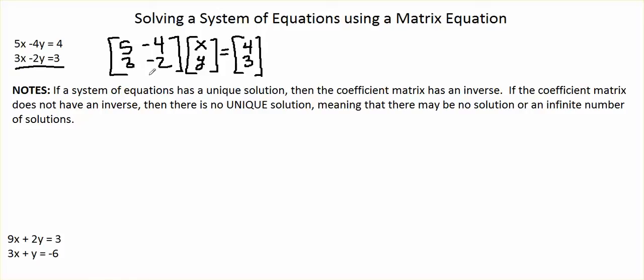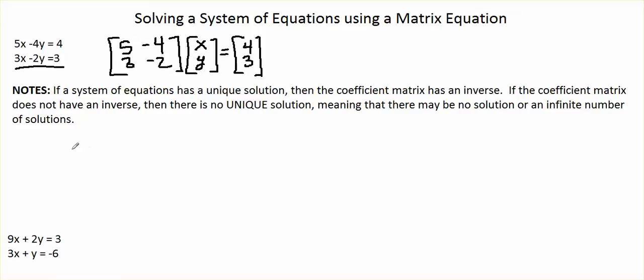Okay, again, to solve a matrix equation, we need to be able to get rid of this matrix. These two matrices are being multiplied. How do we get rid of the matrix here and move it to the other side? We can't divide, so we find an inverse matrix. So to find an inverse matrix, we need to find the determinant first.